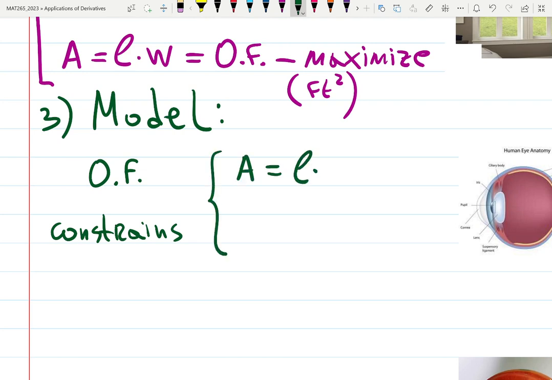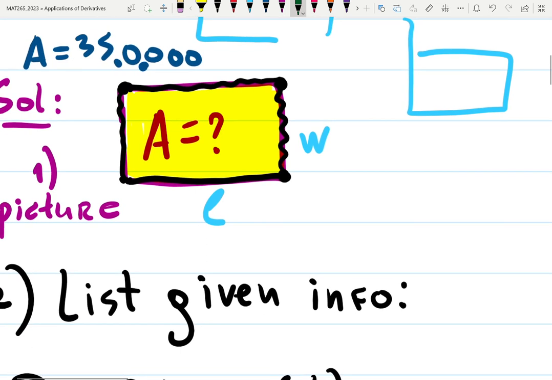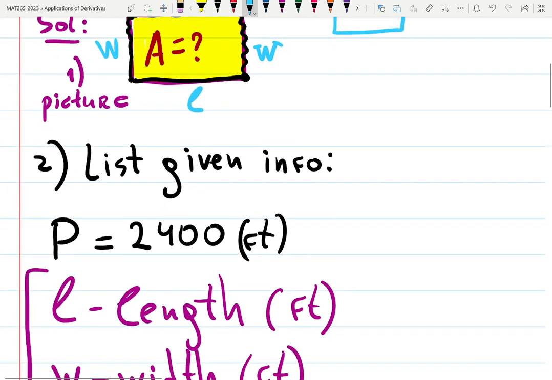Objective function is A. A has an equation, L times W. If it's volume, you write down the volume equation. If it's surface area, you write down surface area, and so on, whatever you need. We're going to have a cost function later. And then we have P, and P is 2400. But we need an equation. Do we have an equation for 2400 with L and W? 2L plus 2W. So you add them up: W, W, and L, L. That's the definition of the perimeter.